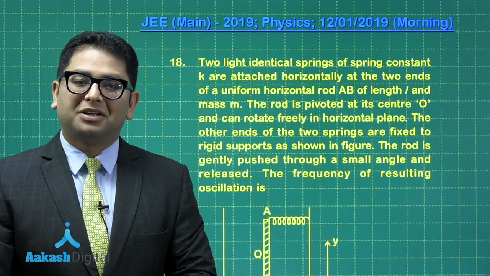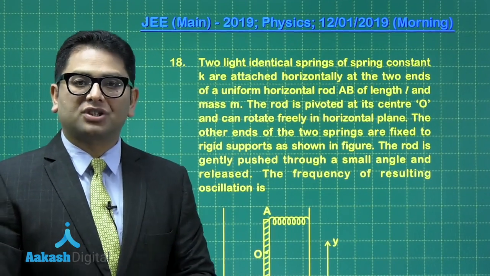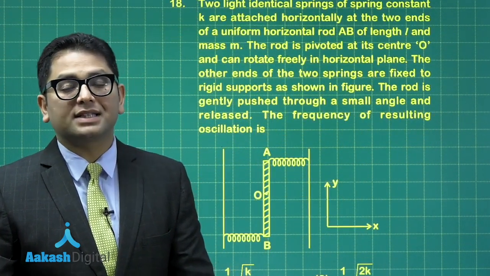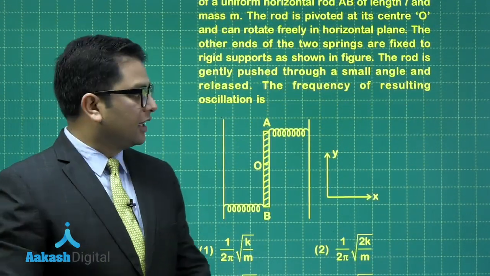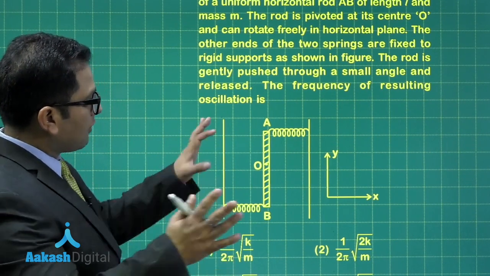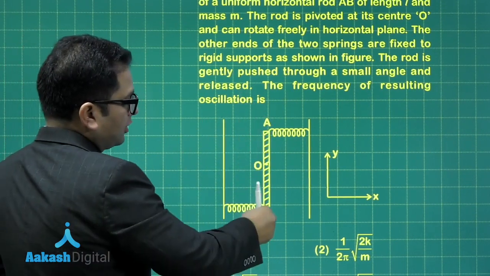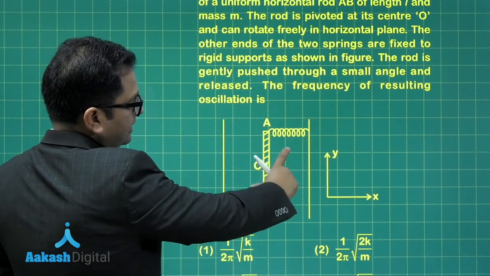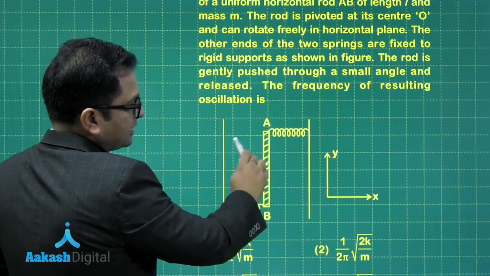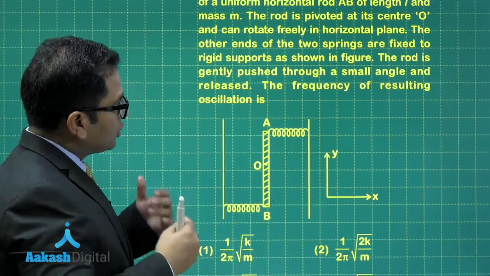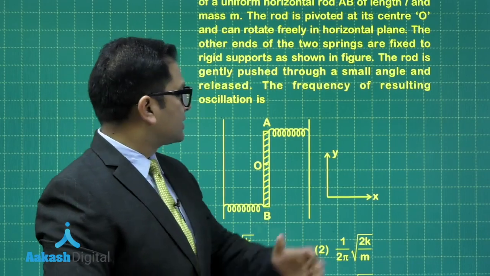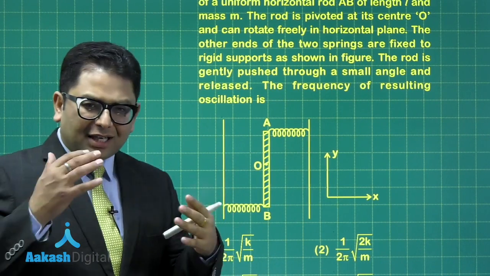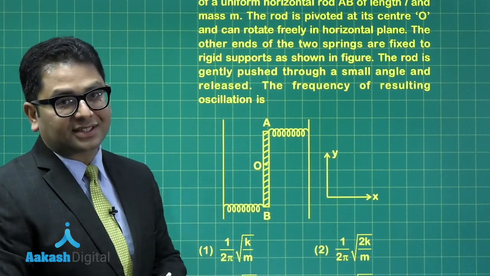Question number 18 is derived from simple harmonic motion, and the question wants us to calculate the frequency of small oscillation. The arrangement is somewhere here. It's a top view. This is a horizontal rod and two identical springs are kept, and this has been slightly displaced, and the oscillation happens in the XY plane, and we need to calculate the frequency of the resulting oscillation. Not a very tough deal, maybe 2 to 3 steps are essential.